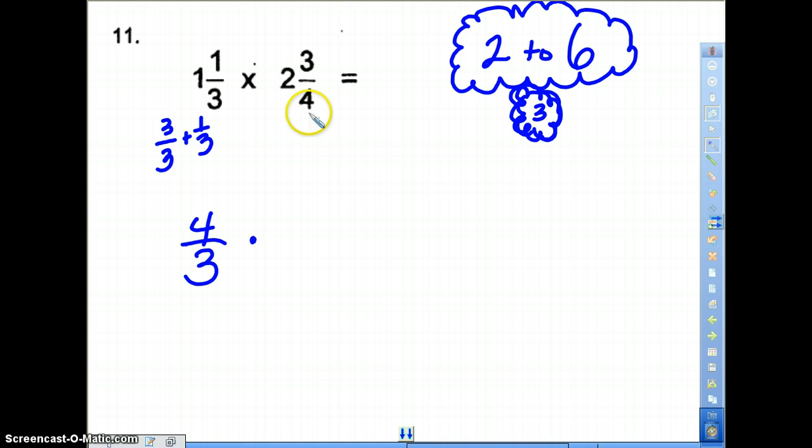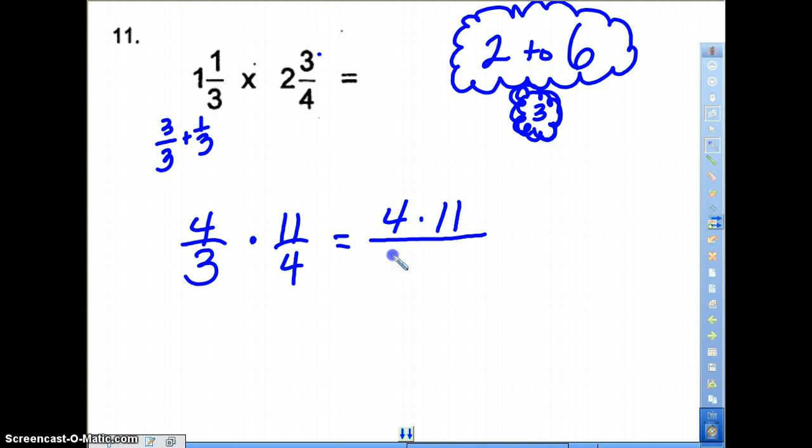2 3/4. Well, 2 is the same as how many fourths? Yeah, 2 is the same as 8/4. Plus another 3/4 gives you 11/4. What's the shortcut in getting that? Yeah, take the 4 times the 2 and add 3 to it. All right, now we can take our tops times tops and bottoms times bottoms.